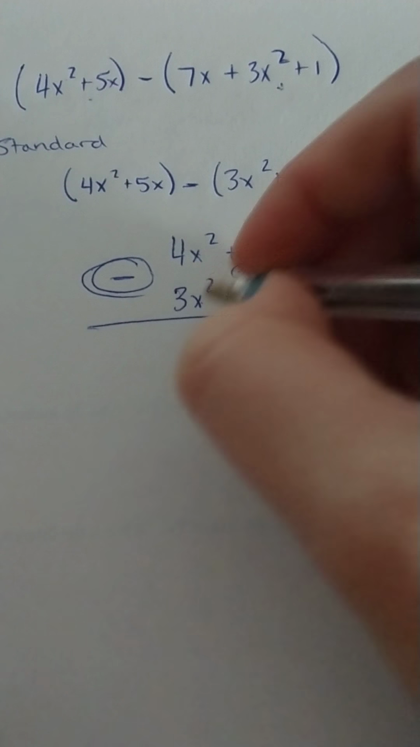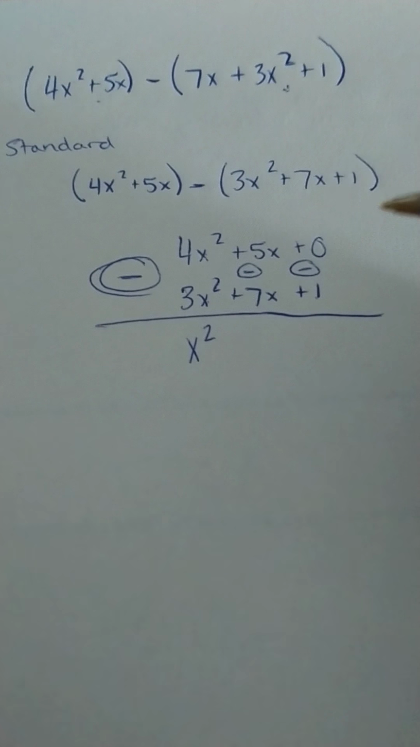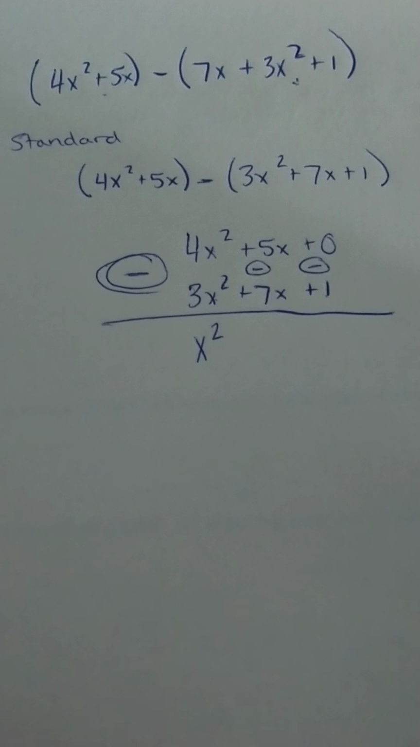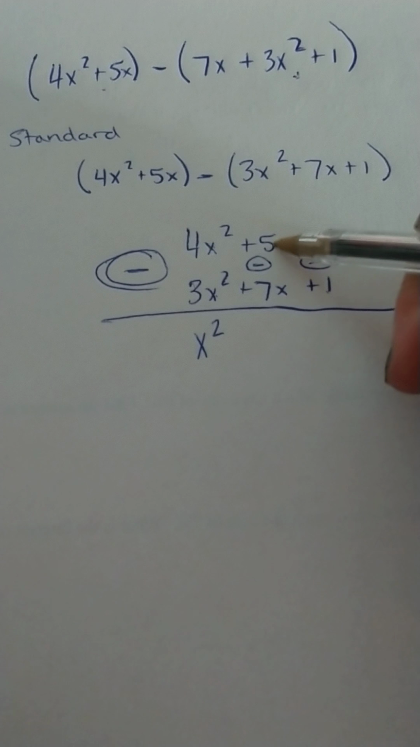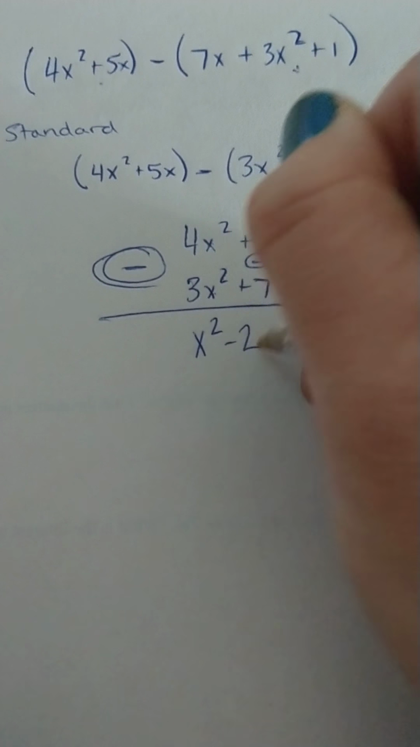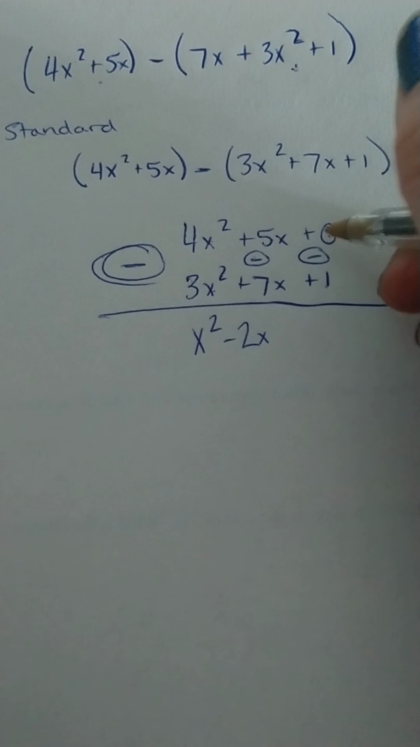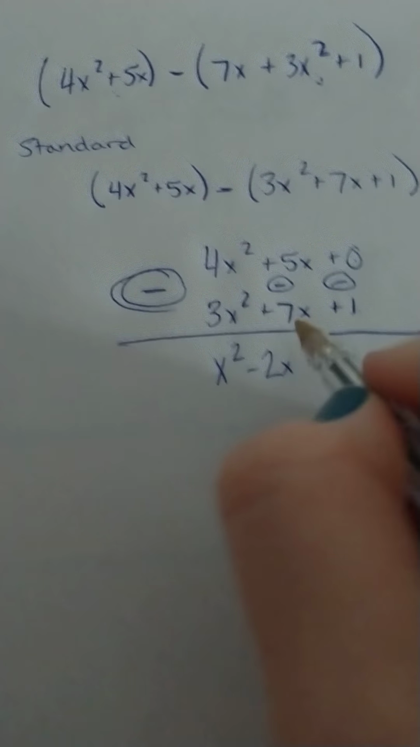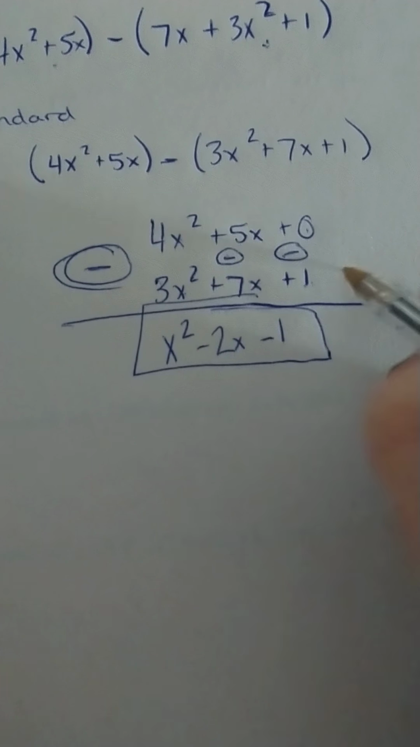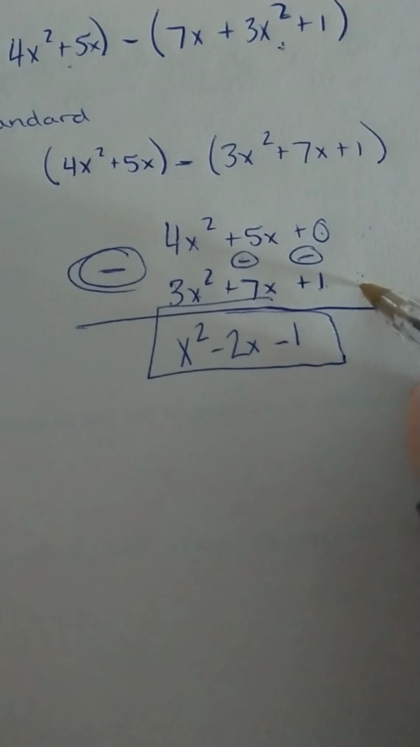So what's 4 minus 3? 1. So x squared. Do I need the 1? Nope. Can I put it in there if it makes me feel better? Yes. Next, 5 minus 7 is a negative 2. And 0 minus 1 is a negative 1. And that's probably the trickiest part, is remembering that that 0 is in there.